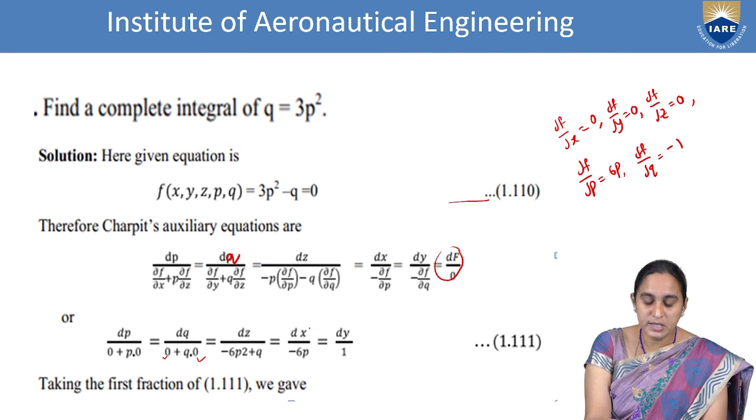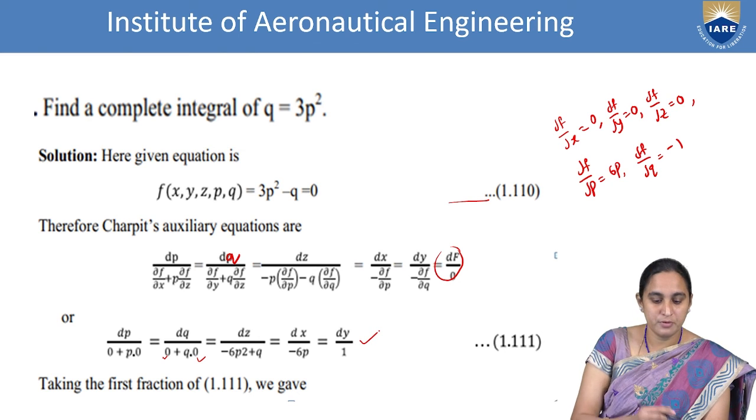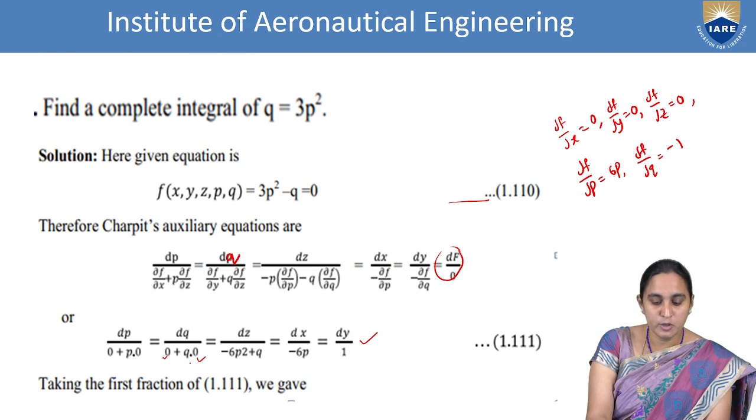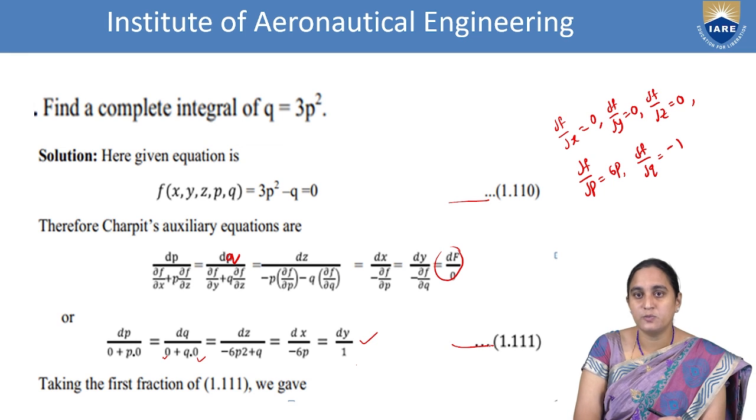That is equal to dx by minus ∂f/∂p, that is minus 6p, is equal to dy by minus ∂f/∂q, that is 1. Therefore, dp by 0, dq by 0, dz by minus 6p square plus q, that is equal to dx by minus 6p, and that is equal to dy by 1. Let us assume that as the second equation.